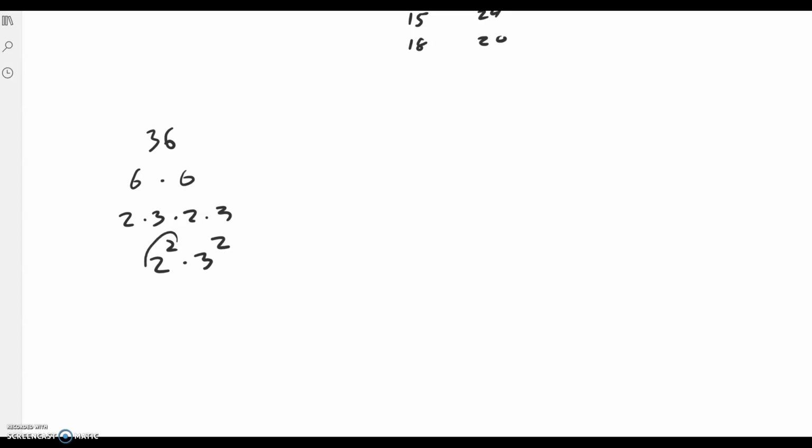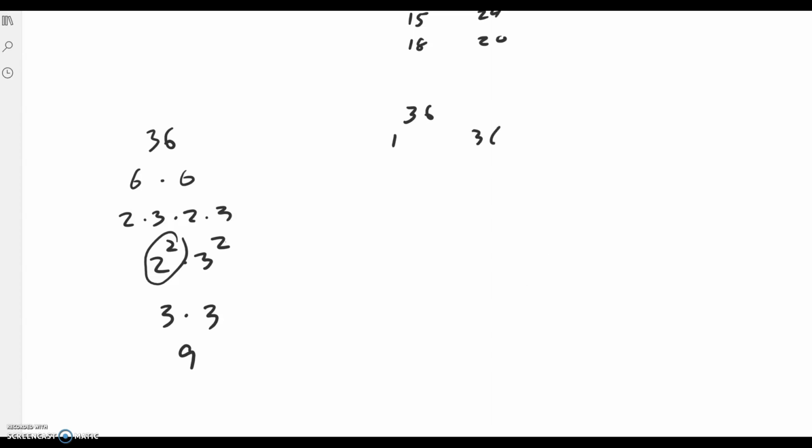The counting principle says we have 3 choices with the 2's. We could take 2 of them, 1 of them, or none of them. And we have 3 choices with the 3's, 2 of them, 1 of them, or none of them. The number of choices we have is always 1 more than the exponent. And so there are going to be 9 different factors when we list all the factors of 36.